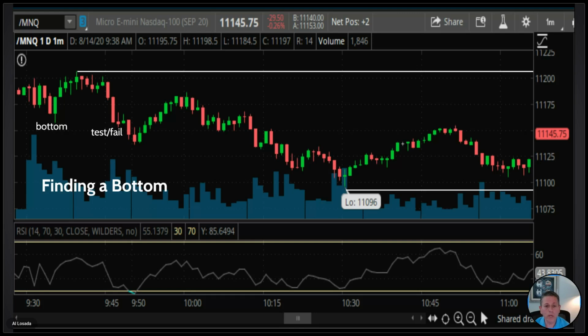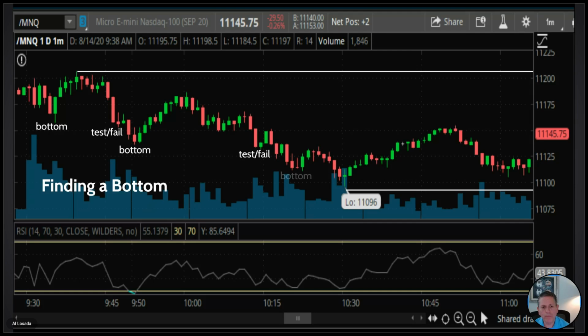Okay, so here is where the 1 hour area starts. So now we get a failed test, and it's a bottom. There's a bottom again, and now again we have a test fail again. And so if you're just waiting and looking for that positioning, that's where the fibs help you as well.